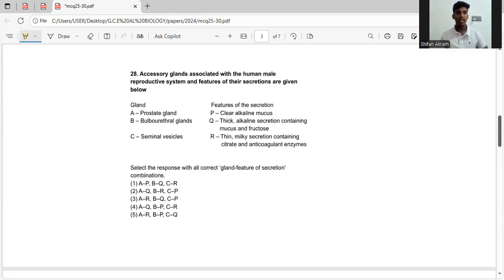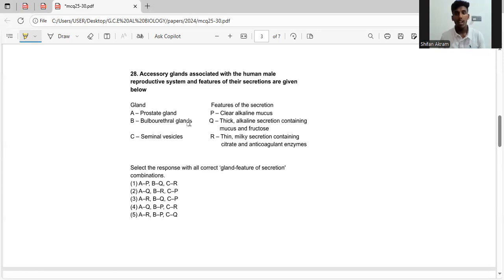Now let's go to the 28th question. Accessory glands associated with the human male reproductive system and features of their secretion are given below. Okay, they have given all the glands: the prostate glands, the bulbourethral glands, and the seminal vesicles. Let's go through the order of secretion. We know initially the first thing that is secreted is from the bulbourethral glands.